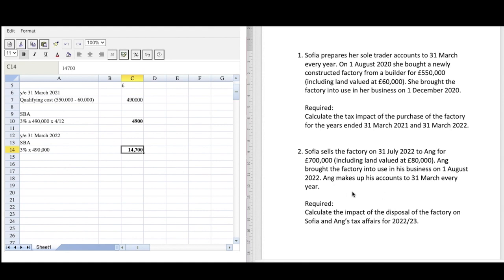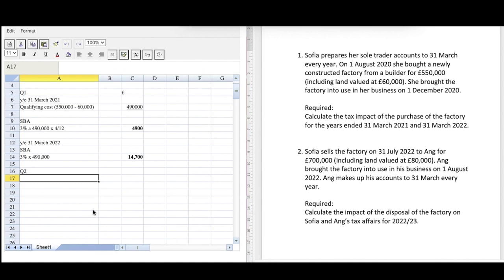Now in question 2 here we've got a bit of an extension to this. We've got Sophia selling the factory then on the 31st of July 2022 to Ang for £700,000, including land valued at £80,000. Ang brought the factory into use in his business on the 1st of August 2022 and makes up his accounts to the 31st of March every year. And again, we're asked to consider what the impact then is of the disposal of the factory on both Sophia and Ang's tax affairs for the tax year 2022-23.